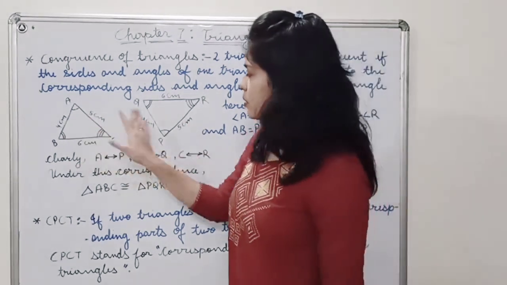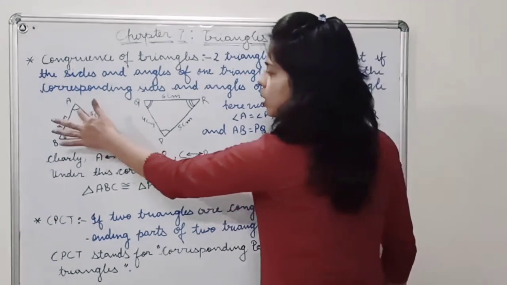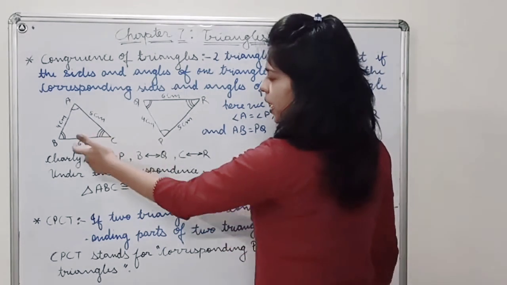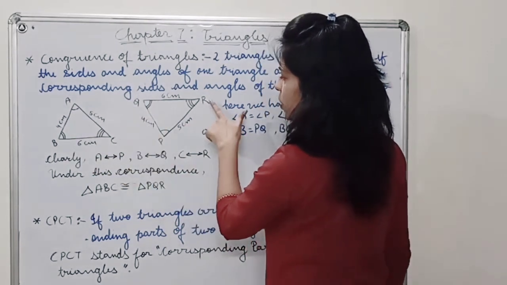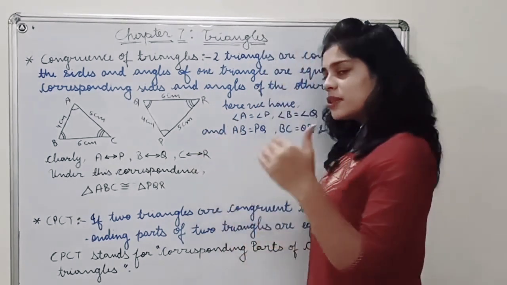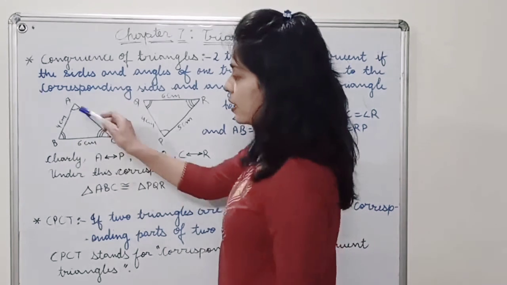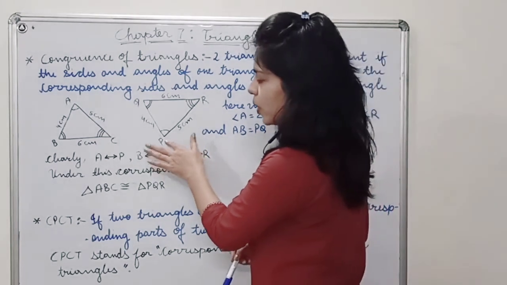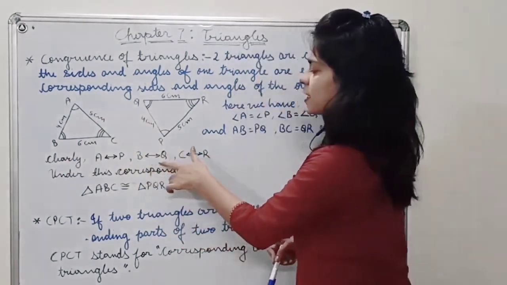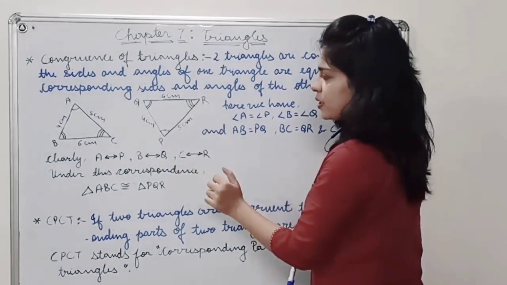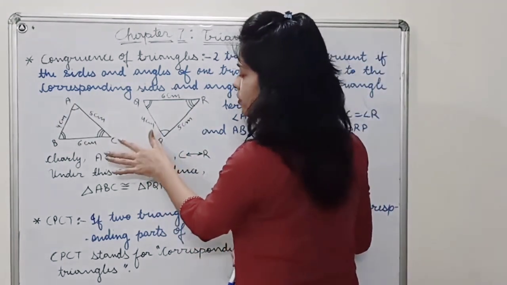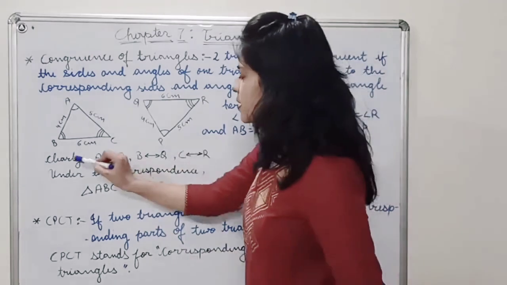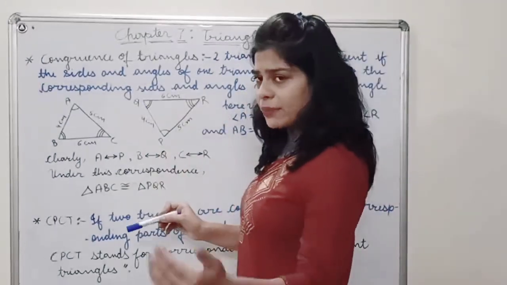So in these two triangles we have all three corresponding angles, like angle A is corresponding to angle P because they are equal, angle B is corresponding to angle Q, and angle C is corresponding to angle R. And under this correspondence, if angle A is equal to angle P, means vertex A is corresponding to vertex P. Angle B is equal to angle Q, then vertex B is corresponding to vertex Q of the second triangle, and also vertex C of the first triangle is corresponding to vertex R of the second triangle.